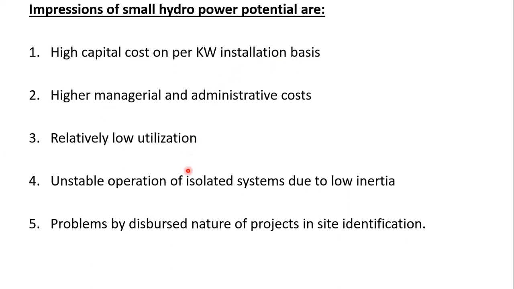Relatively low utilization means this is a small hydropower plant and it is not utilized continuously. For the surplus demand, we cannot depend on these small hydro turbines. And fourth is unstable operation of isolated systems due to low inertia. As this is a small one, it has low inertia, so we are getting these unstable operations.